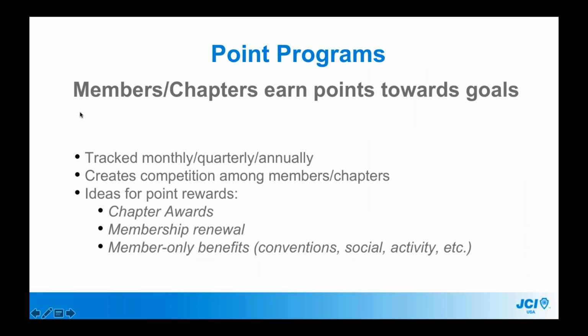So with point programs, members and chapters can earn points towards goals. I know some chapters that have JC Cash, and for every activity that you do or partake in your chapter, you get a JC Cash, $1 equivalent. You can use those dollars that you've earned throughout the year to pay towards your renewal, or help pay for a friend to join the Jaycees. And then different things like that. So you can track points monthly, quarterly, annually. You can create competition amongst members.